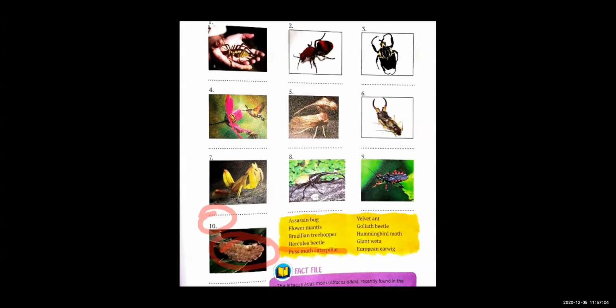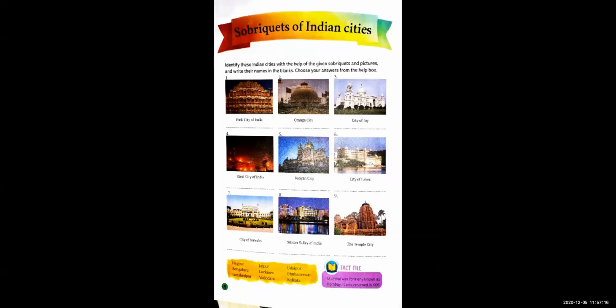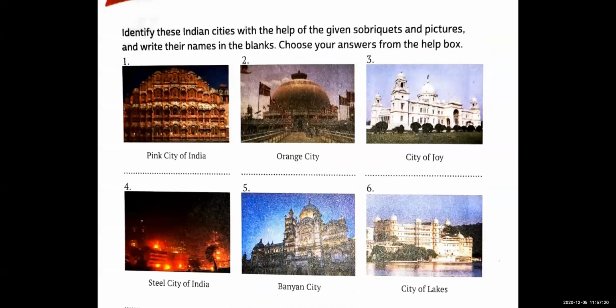Let's move to the next page. The next page is a very interesting page. We are very much familiar with this, right? These are the other names of the Indian cities. The first picture is the pink city of India. So we all know the pink city of India is Jaipur, right, children?